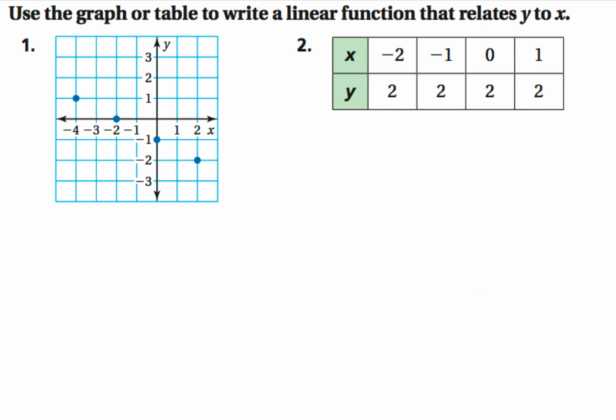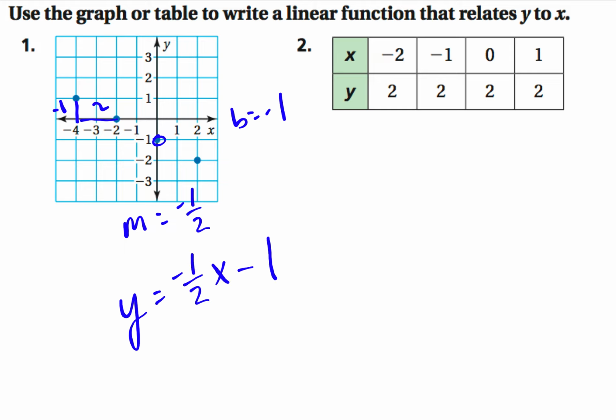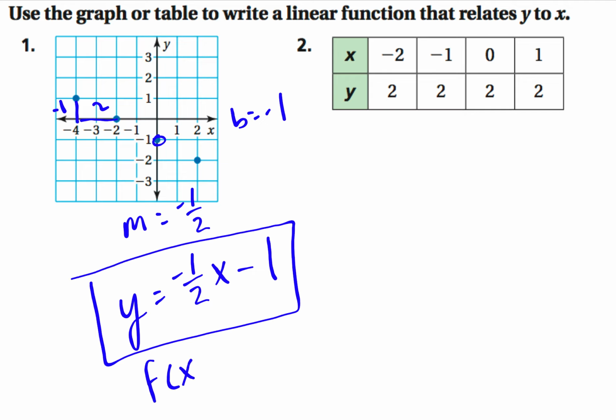Okay, write the equation of this line. The y-intercept is -1, that's where it crosses the y-axis. The slope is down 1 over 2. So the slope is -1/2. This gives us the equation, y equals -1/2 x minus 1. And of course, that could be written in function notation with an f of x, and that would be completely okay.